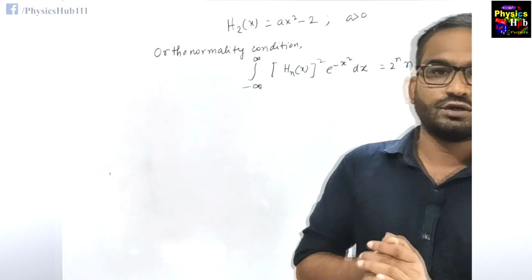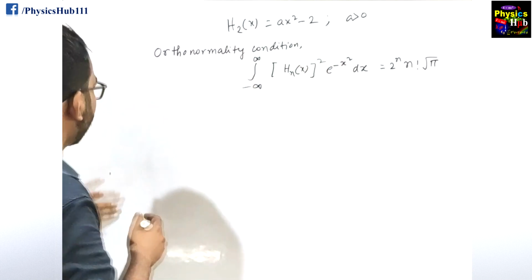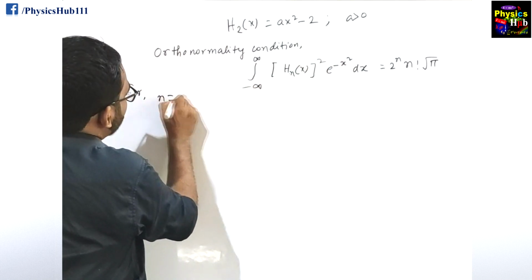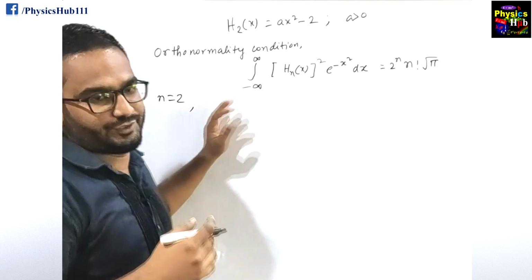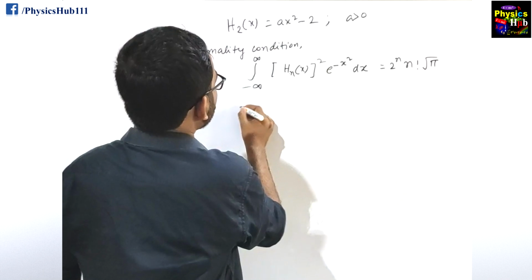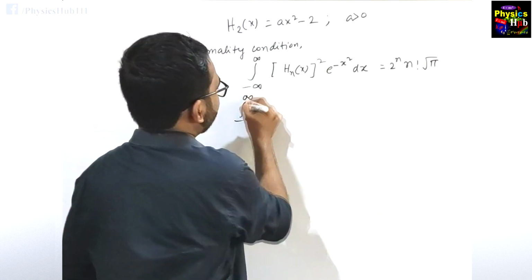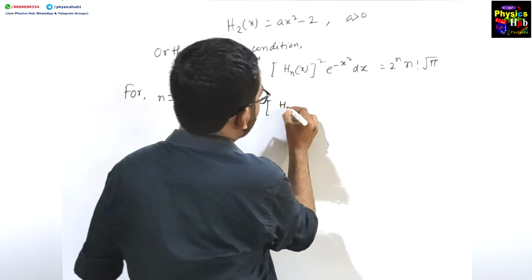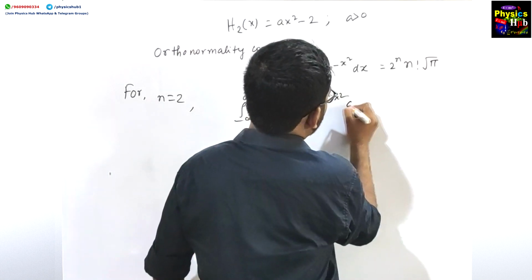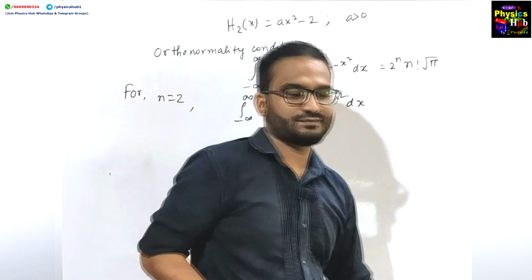This is our goal. So for the first step, for n equals 2, we will just put the value here, n equals 2. So it will give you the integral from minus infinity to plus infinity of h2 of x square, e to the power minus x square dx.